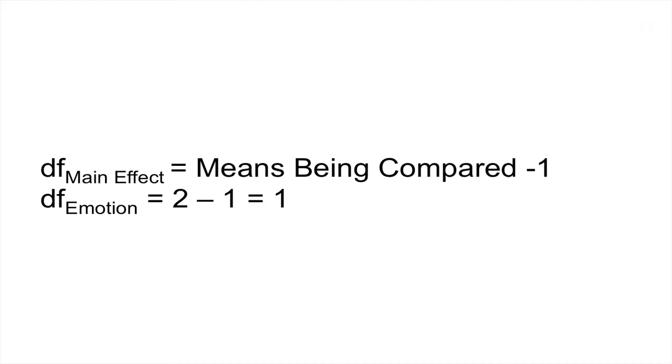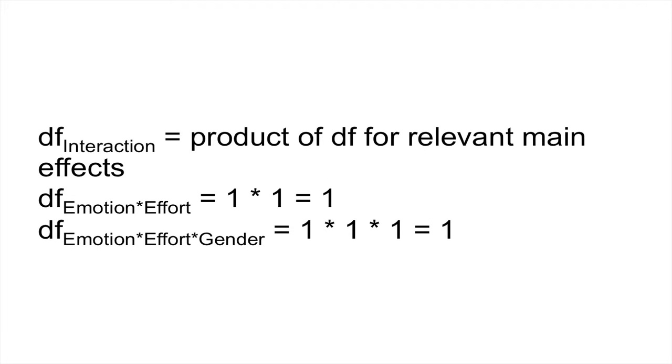For main effects, our degrees of freedom is simply the number of means being compared minus 1. Remember, the main effect is just the effect of one independent variable while forgetting about all the other effects. Each of our independent variables has two groups, so we can see that 2 minus 1 equals 1. The degrees of freedom for an interaction are simply the product of the degrees of freedom for all relevant main effects.